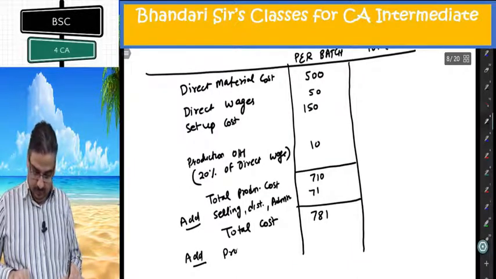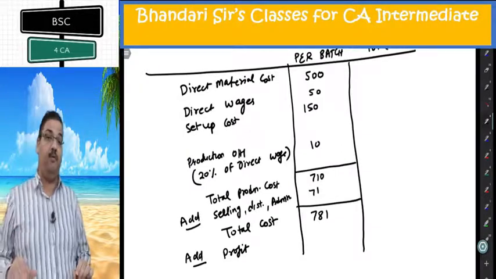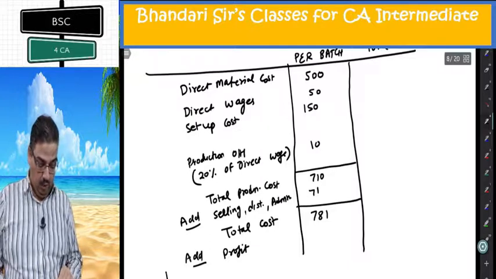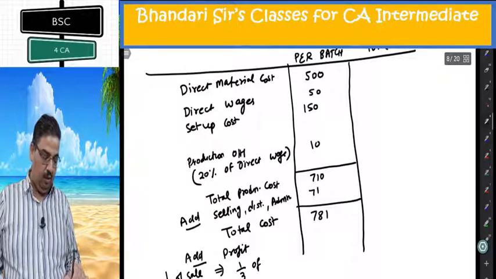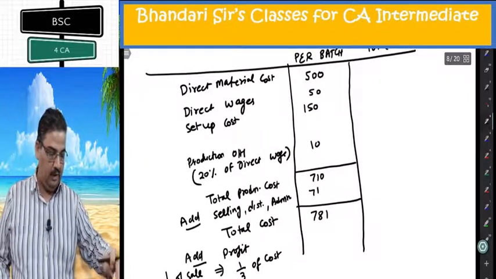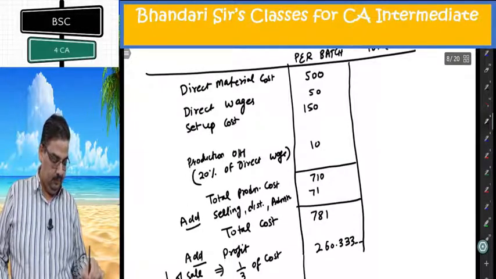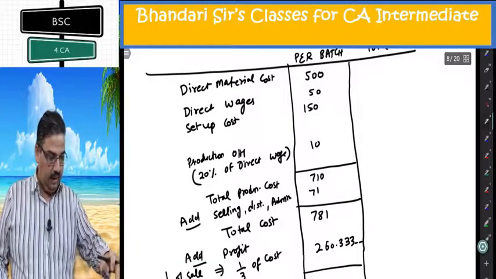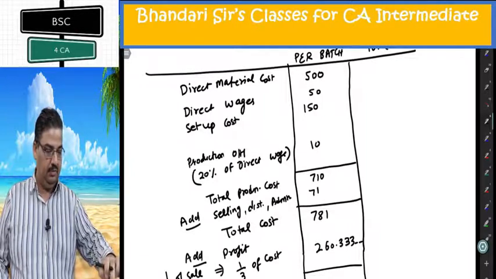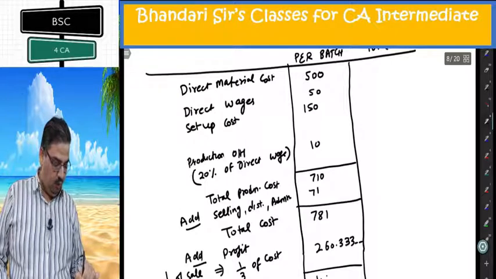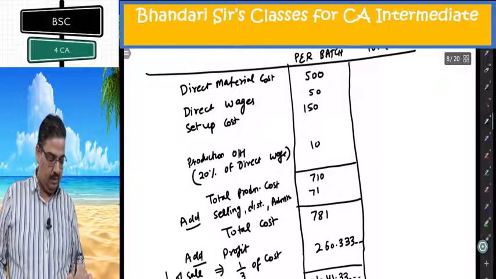Add profit. Profit is 1 by 4, 25%. 1 by 4 of sales implies 1 by 3 of cost. So 1 by 3, if I am going to take, this is 260.333. Once I add, I will get 781 plus 260.333. I am getting 1041.33. This is selling price per batch.